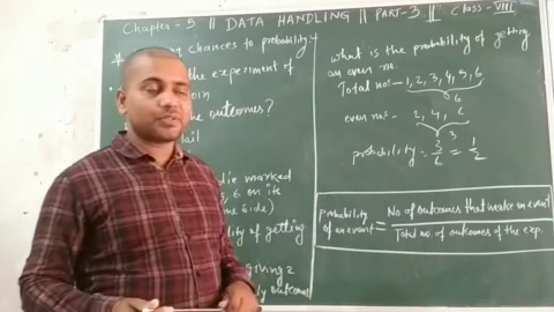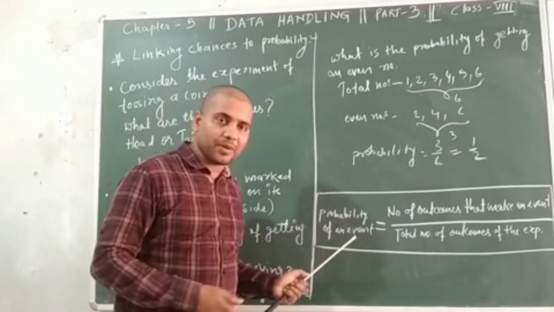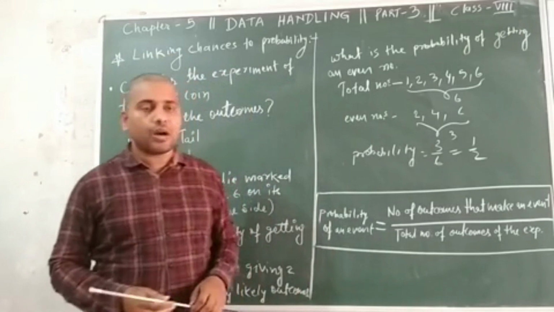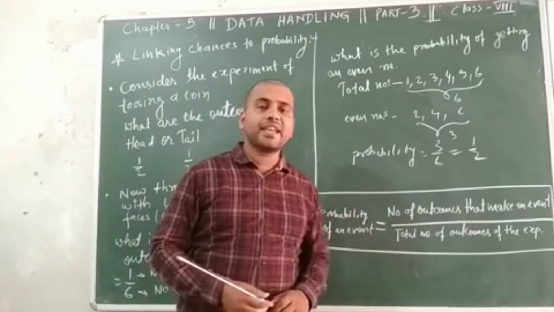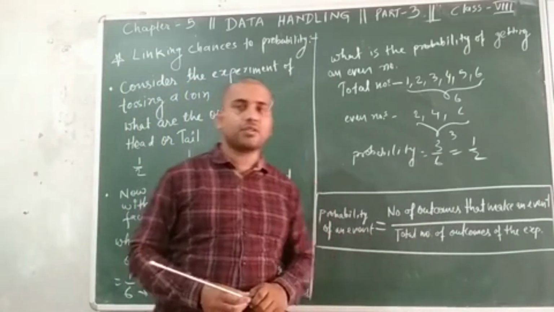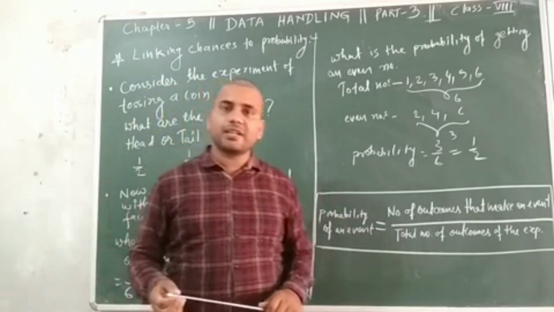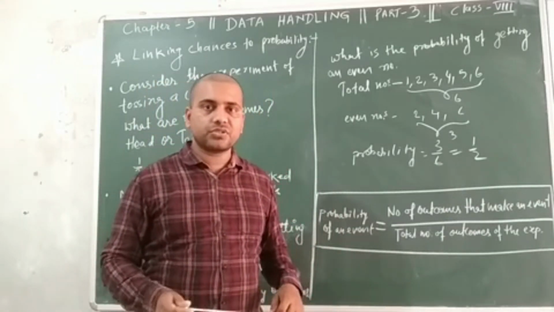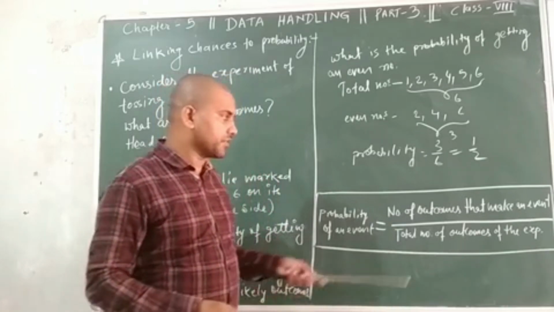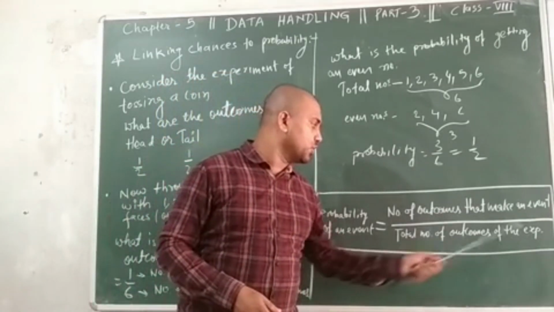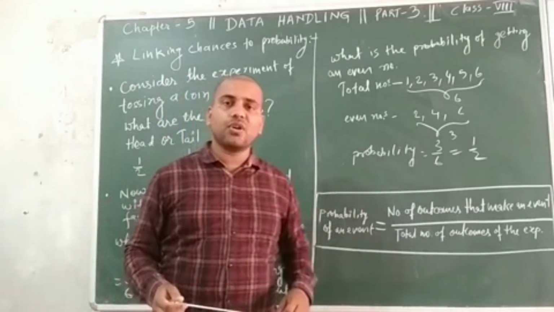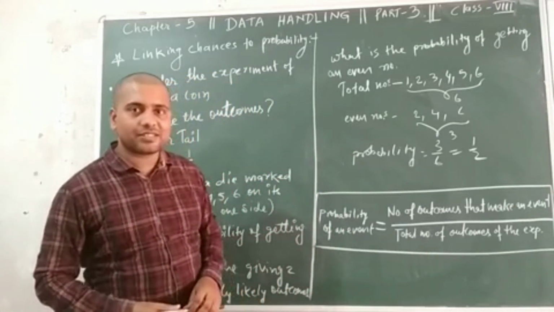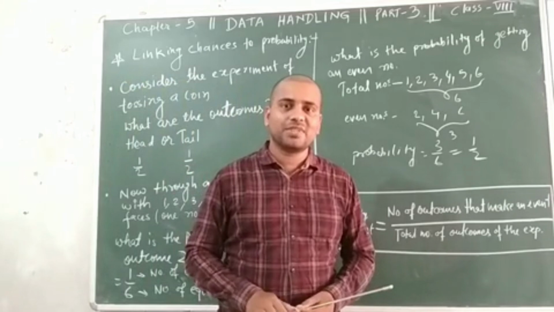Now students, by this we have one formula of probability: the probability of an event is the number of outcomes that make an event upon the total number of outcomes of the experiment. Okay students, so by this we have concluded this chapter.